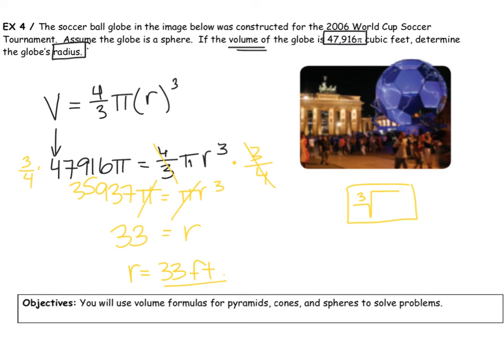So we've now talked about how to find and use volume formulas for 3 more shapes: pyramids, cones, and spheres. We talked about how to find the base and height of each of these, of the pyramids and cones. And we also talked about how to use the Pythagorean theorem to find any missing heights from a shape.